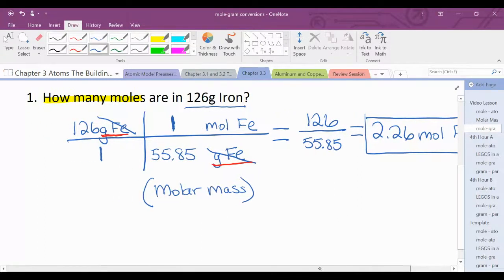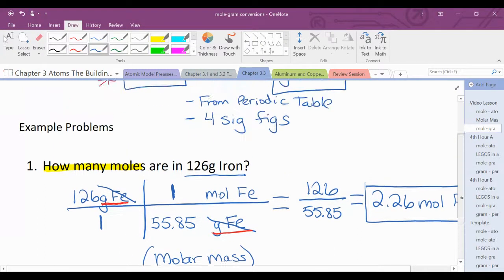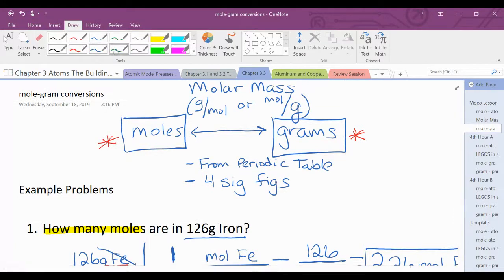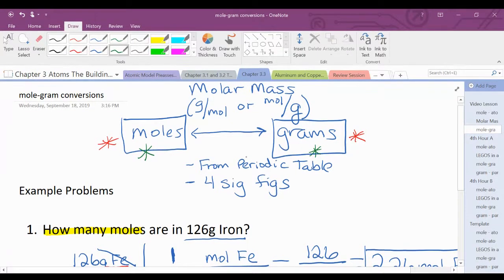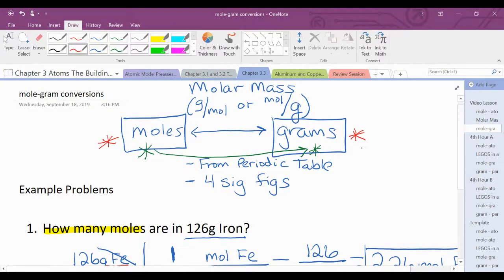So the next problem we're going to do, we're going to start from moles and go to grams. We're going to go this direction. The first problem, we went this direction. So we're going to go moles to grams in the next example.